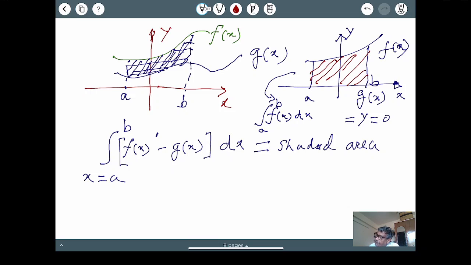That is, if you have a curve f(x), then the area under this curve with the x-axis, if you drop a perpendicular from these two points, you will get this area. And this is nothing but the integration of f(x) dx. It is f(x) minus g(x), but g(x) is 0 here. So this is the whole idea. That is what we will be doing in today's lecture.